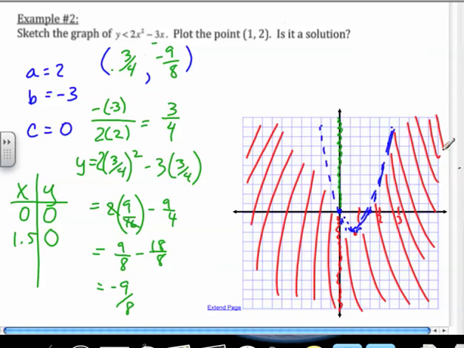And then I'm going to plot this point to see if it's a part of the solution set or not. So it says 1, 2. So the point's right here, 1, 2, but it's not in the shaded area. So this thing is not a solution to that inequality.